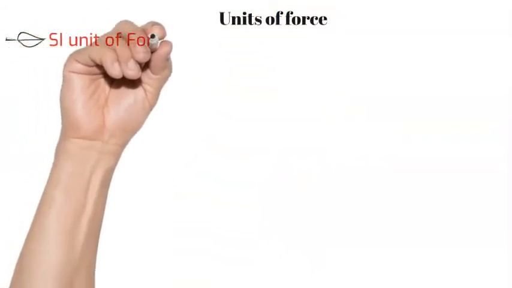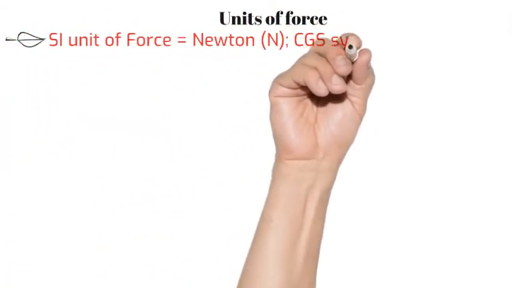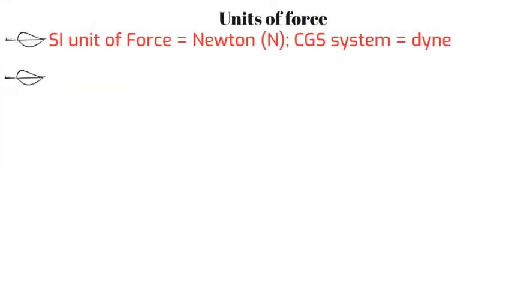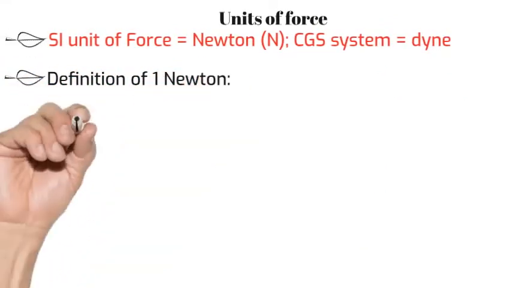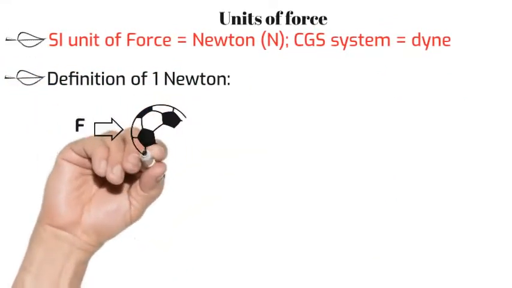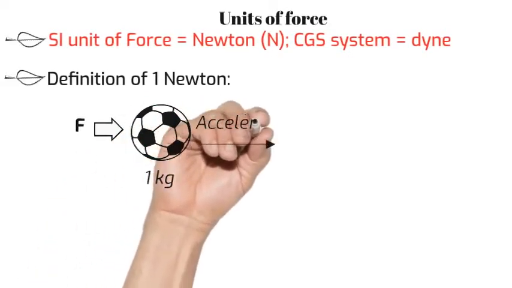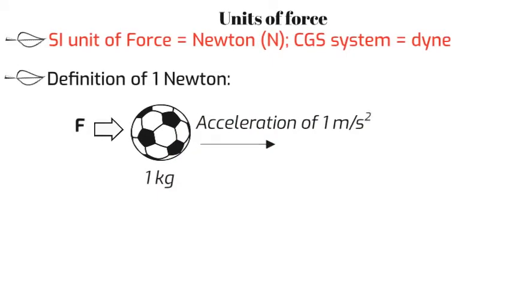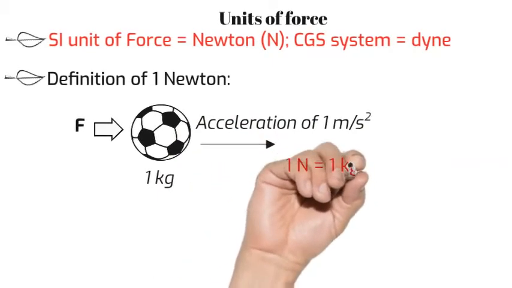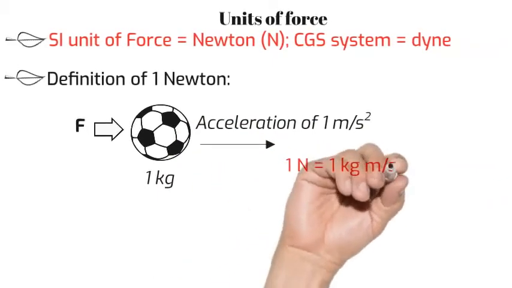Units of force. The SI unit of force is Newton, and in the CGS system its unit is dyne. Definition of 1 Newton. The amount of force required for a body of mass 1 kg to produce an acceleration of 1 meter per second square. That is, 1 N is equal to 1 kilogram meter per second square.